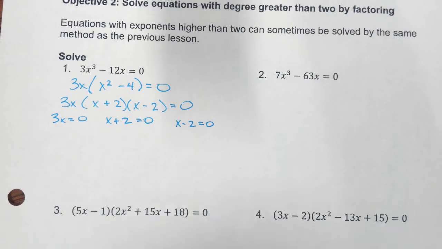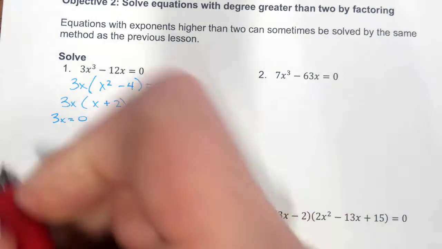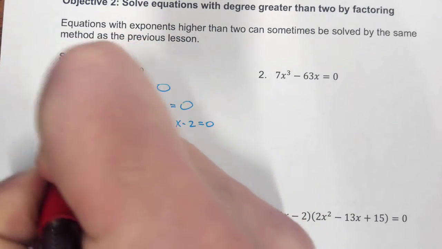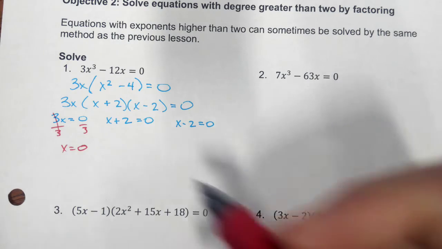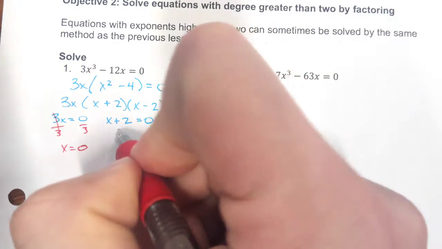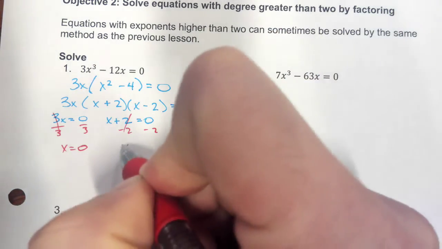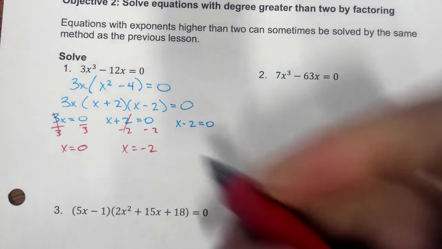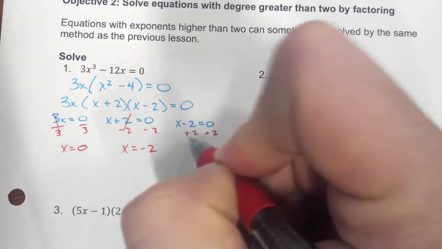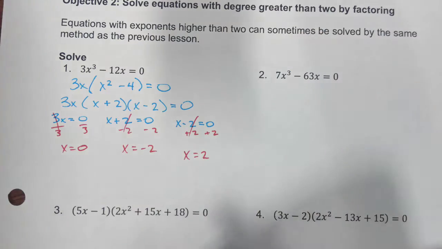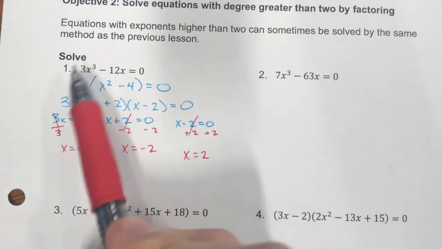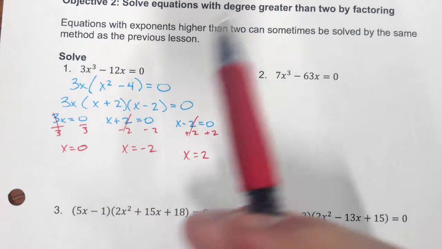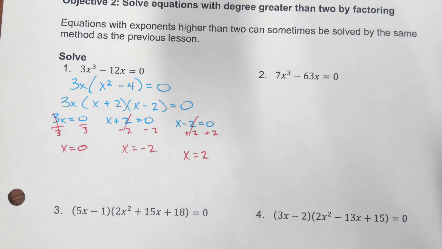All of these are very, very easy to solve. The first one, you divide by 3, and x equals 0. That's a solution. 0 is an option, so that's 1. Second one, subtract 2 from both sides, and x equals negative 2. Third one, add 2 to both sides. x equals positive 2. So we've got 3 solutions: 0, negative 2, and positive 2. And remember, you can plug all of these in, and they're all going to work. So you can check that out.